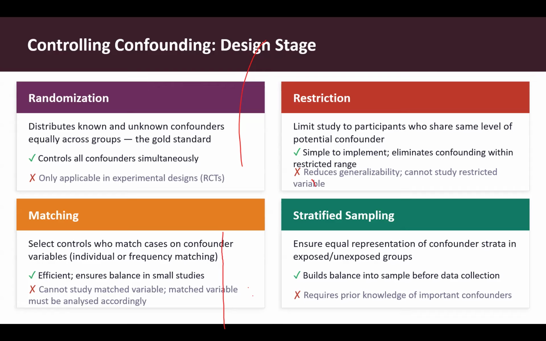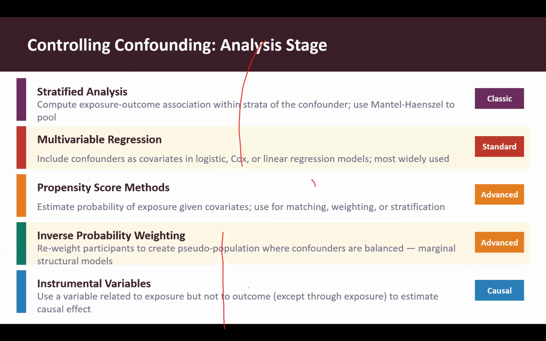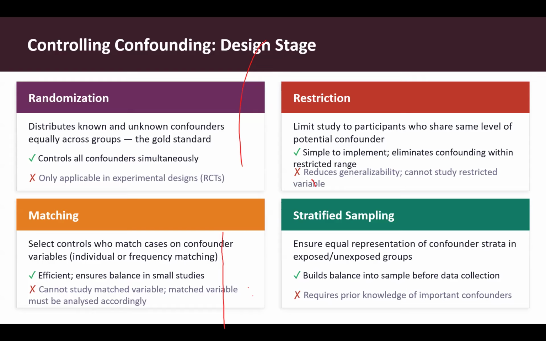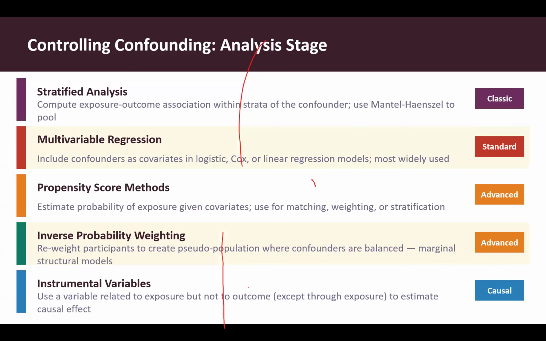It builds balance into the sample before data collection. It requires prior knowledge of important confounders. Okay, these are the changes which can be done for controlling confounding at the design stage. Now we come to the analysis stage.